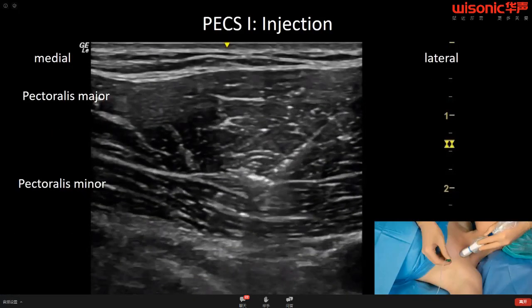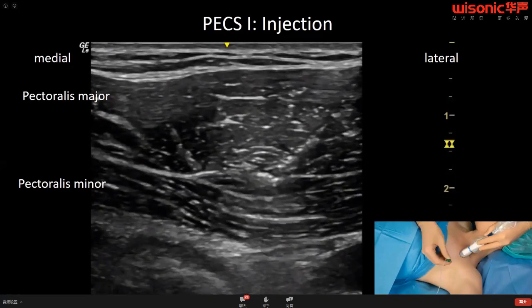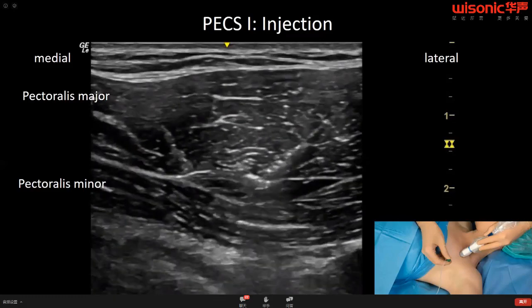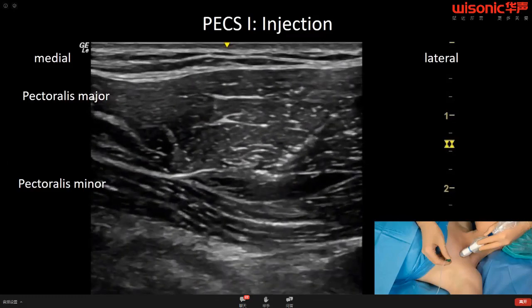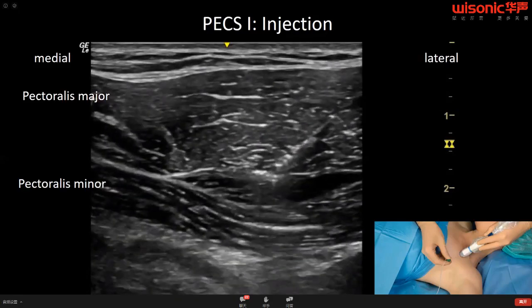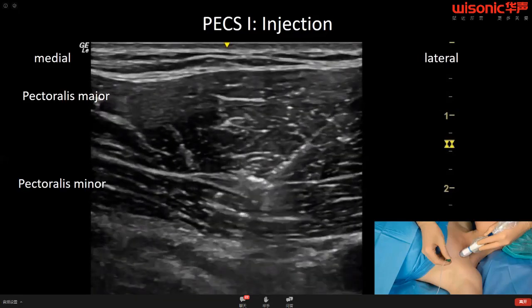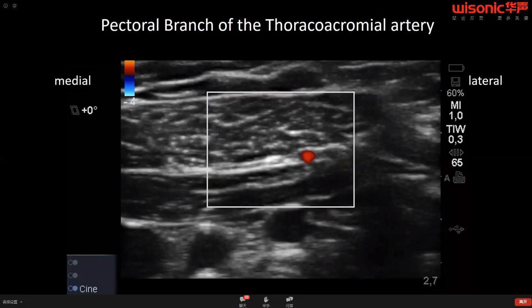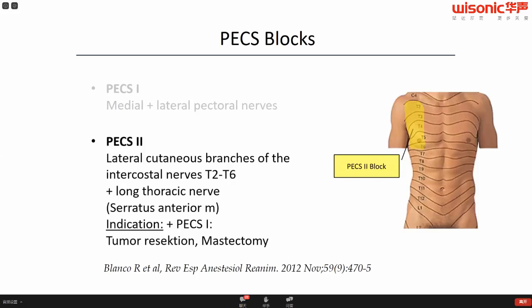Here in this video, you can see how the local anesthetic is spreading in the interfascial plane between the PEC major and minor muscle. Easily identified is the pectoral branch of the thoracoacromial artery, which lies in the same plane as the pectoral nerves. The next one is the PEC 2 block.